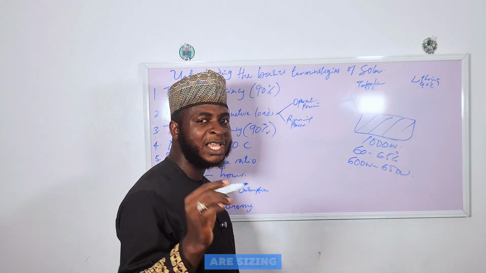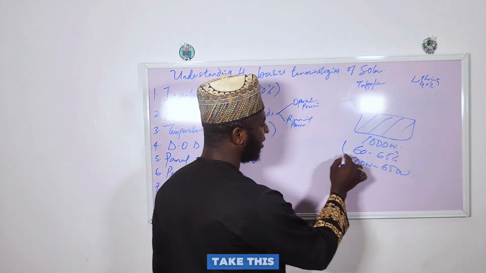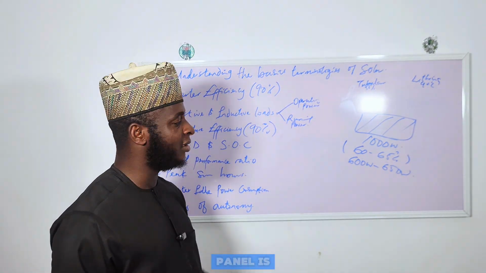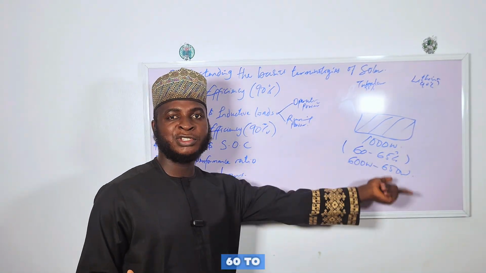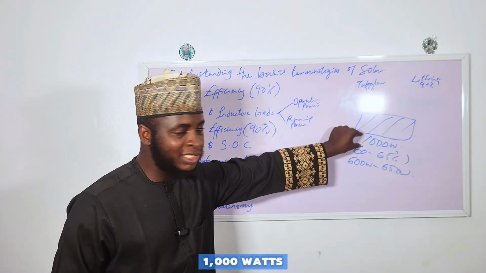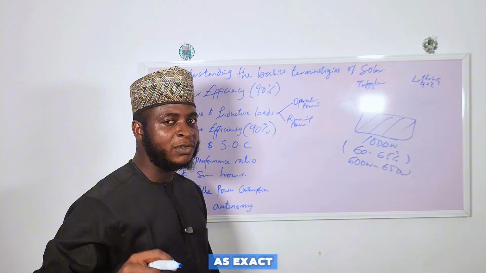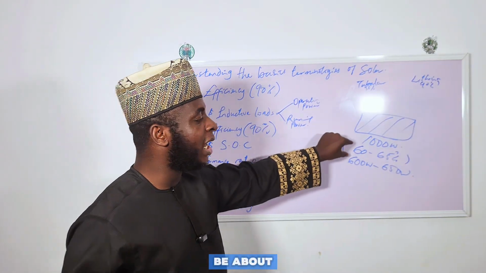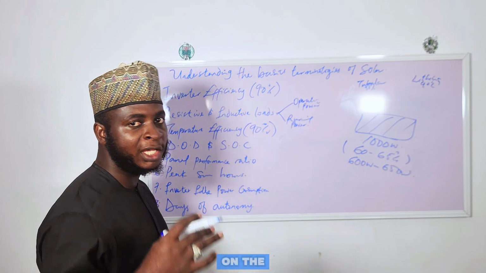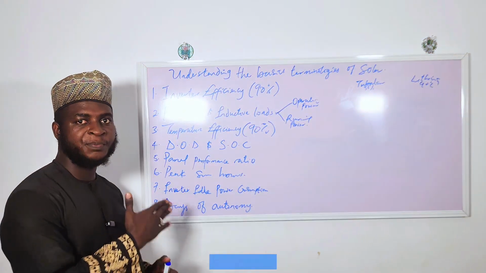That's why when you are sizing your panel, you must take this figure into consideration, so that you don't undersize your panel. It's rated around 60 to 65%. So when next you are sizing your panel, 1000 watts is not what you calculate as the exact figure for your panel. Rather, it's going to be around 600 to 650 watts, based on your location and the weather condition.